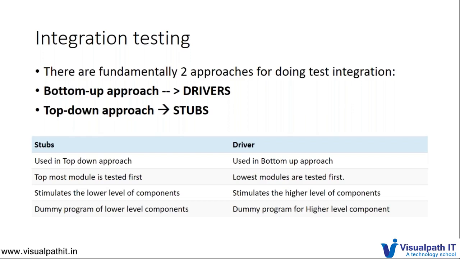So what are the differences? We can see stubs is for top down. Used in top down approach, the topmost module is tested first. Like what is in the top, that module will be tested first. It simulates the lower level components, a dummy program of lower level components. So you are approaching from the top, and in between if something is not available, they will try to simulate it, or put a dummy piece of code there, which will perform that particular action for that particular time.